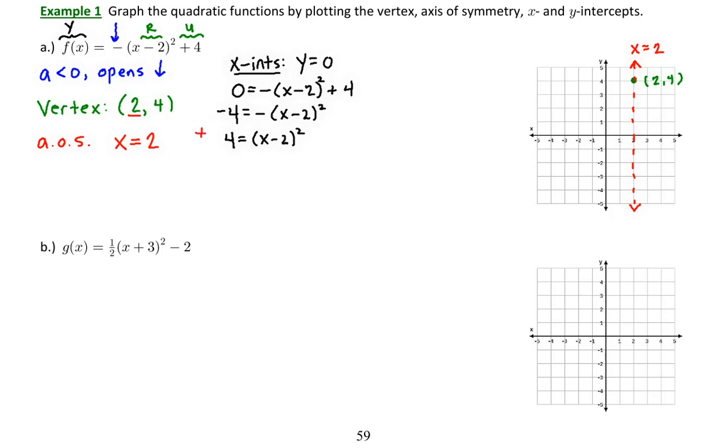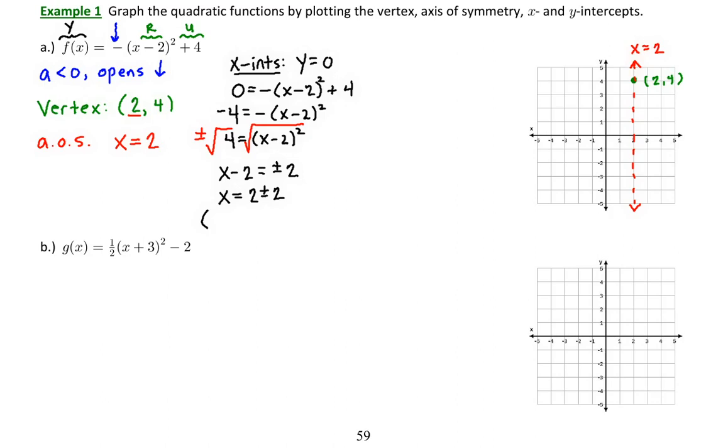Now don't forget, when we take the square root of both sides, we're going to get one positive and one negative value. So I'm going to switch the sides of my equation here. On the right side, we have the square root of (x minus 2) squared. That gives us x minus 2. On the left side, we have plus or minus the square root of 4. That gives us plus and minus 2. So adding 2 to both sides and putting it in front of that plus or minus, we have 2 plus or minus 2.